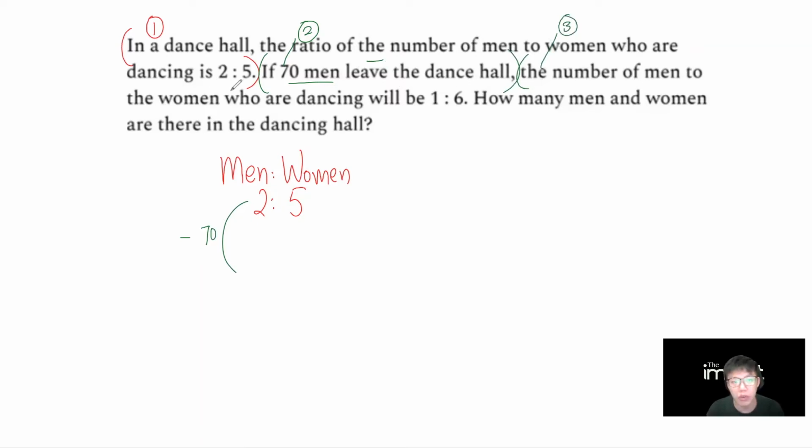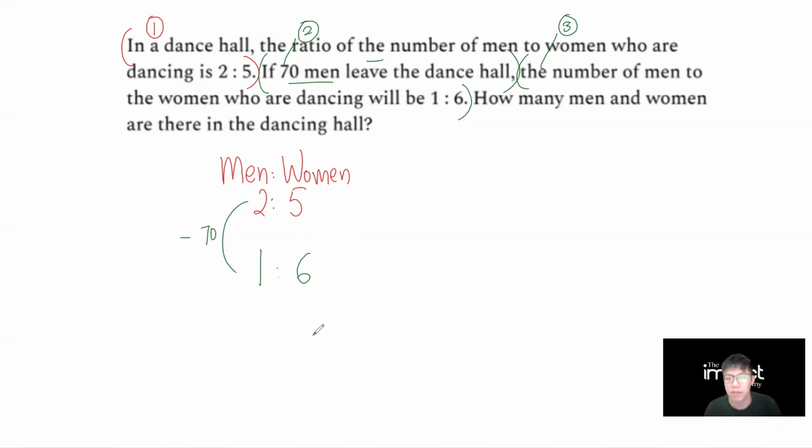The number of men to women who are dancing will be 1:6. So I put 1:6 over here. All right, simple. It's pretty straightforward, right? But when I look at this, I realize one thing: there are actually no women that left the dance hall, right? They are all still there.